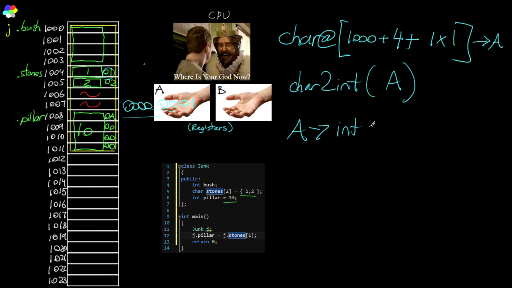into the int at 1000 plus, and we're moving 8, pillar is 8 bytes into the object, so plus 8. And then there you go. There's this operation taken care of.